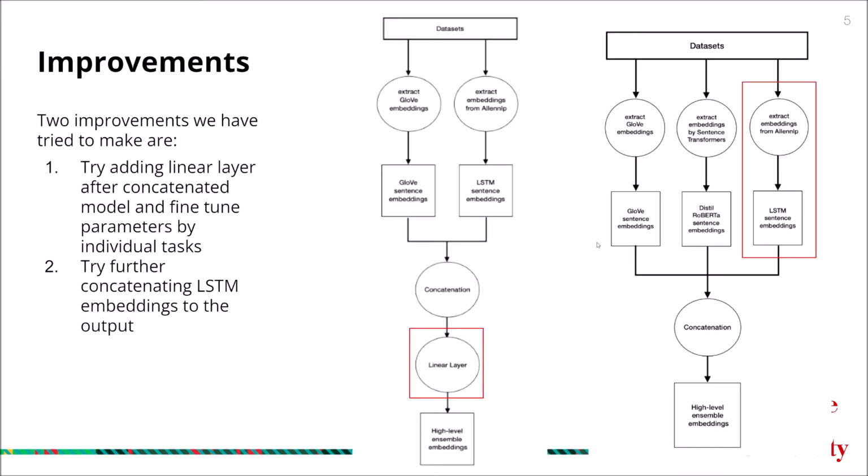To improve our baseline model, we have proposed two solutions. The first one is to try adding a linear layer after the concatenated models, and then fine-tune the parameters for each individual task. The two models we have chosen are GloVe and the LSTM. The second solution is to try further concatenating the LSTM embeddings to the output from the baseline model. Similarly, there is no training involved in this solution as well.